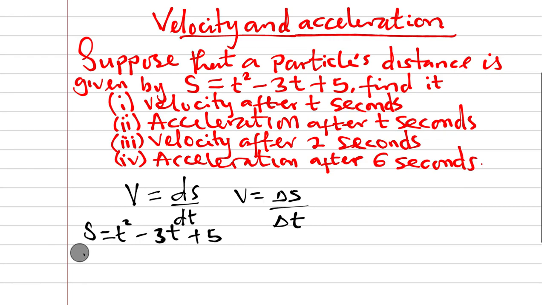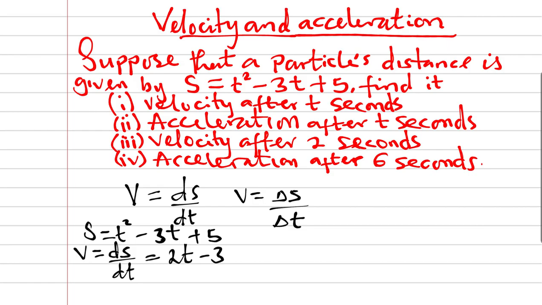So what do you want to do? You want to find v. And what's your v? Your v is ds dt. So you want to differentiate s with respect to t. If you differentiate t squared, you will have 2t. If you differentiate minus 3t, you will have minus 3. If you differentiate 5, that will give you 0.